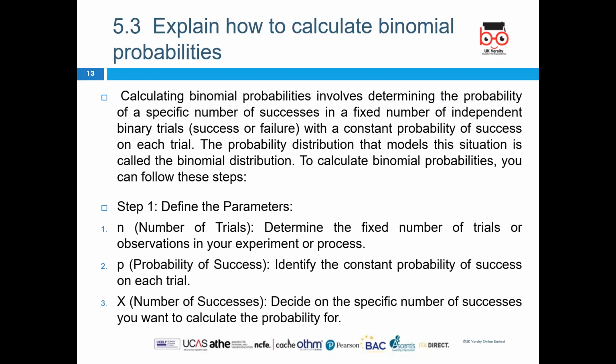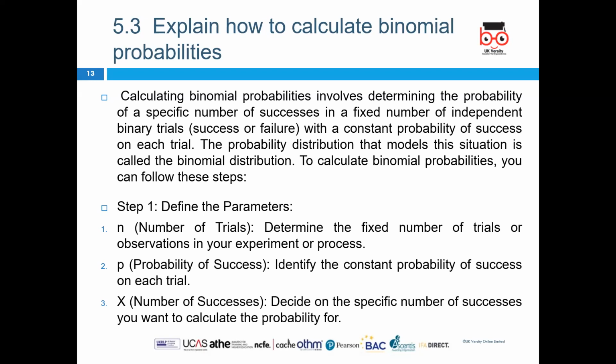Step number one is to define the parameters. The first parameter is the number of trials. You should determine the fixed number of trials or observations in your experiment or process. You want to see what the sample size is when you're conducting a survey, or how many coin flips you want, or how many products you are going to test for defects. That is the number of trials that you need to get fixed.